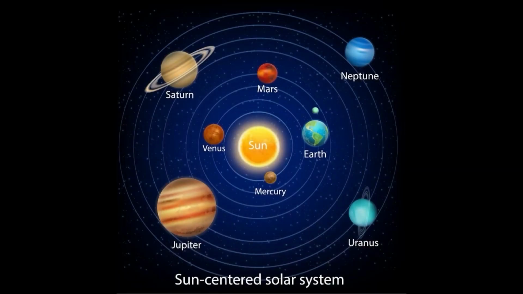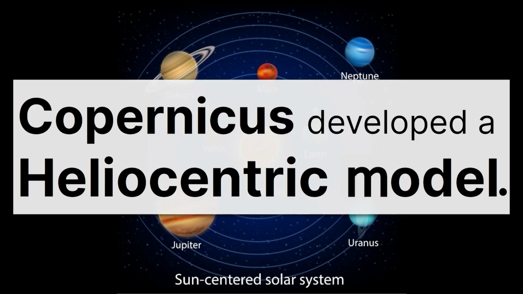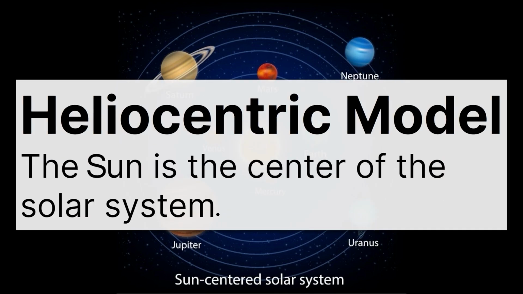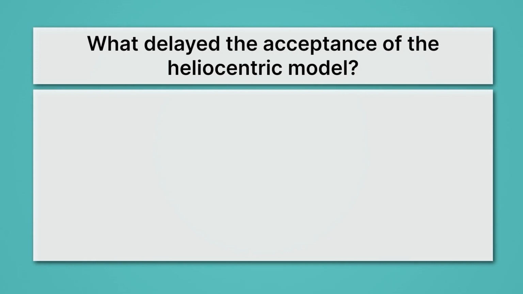And so he suggested that the sun was at the center, and then all of the planets were moving in nice circles around the sun. So Copernicus developed a heliocentric model, which says the sun is the center of our solar system. This was not accepted initially.